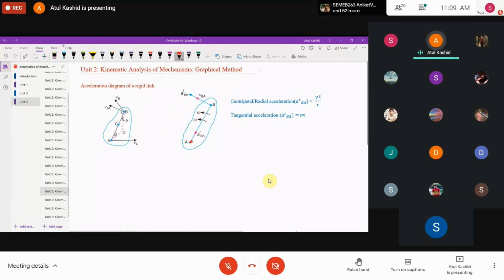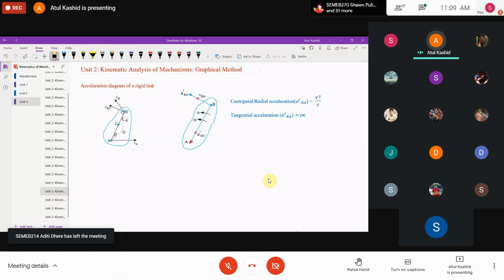So why have I taken this rigid link AB? Because here we are going to compare the difference between the velocity diagram and the acceleration diagram, so you can understand very well what the difference is between the velocity and acceleration diagrams.